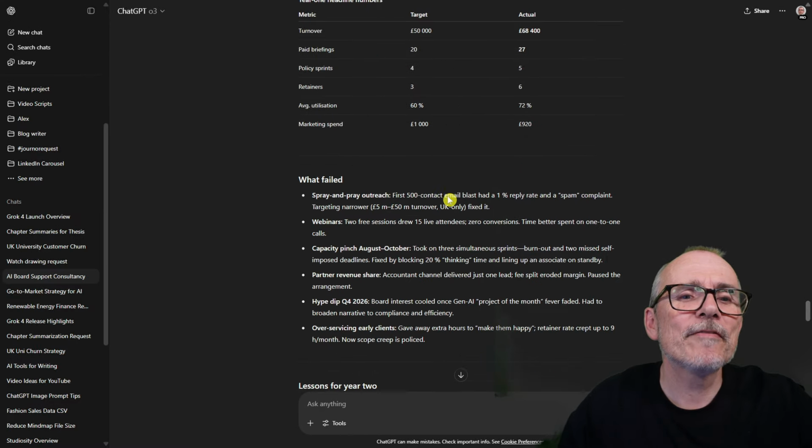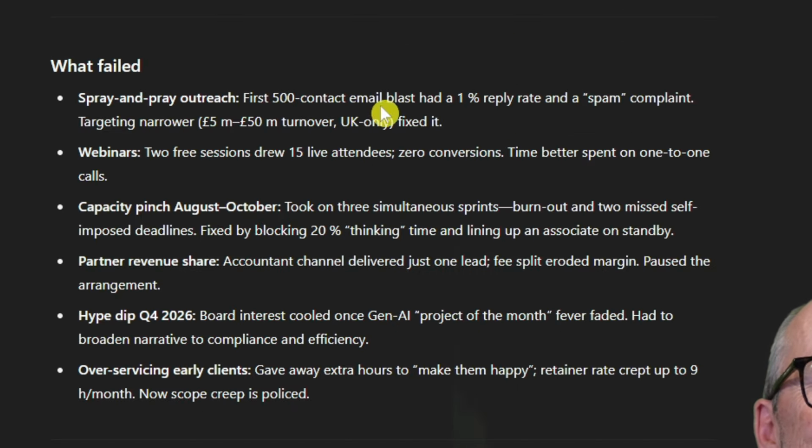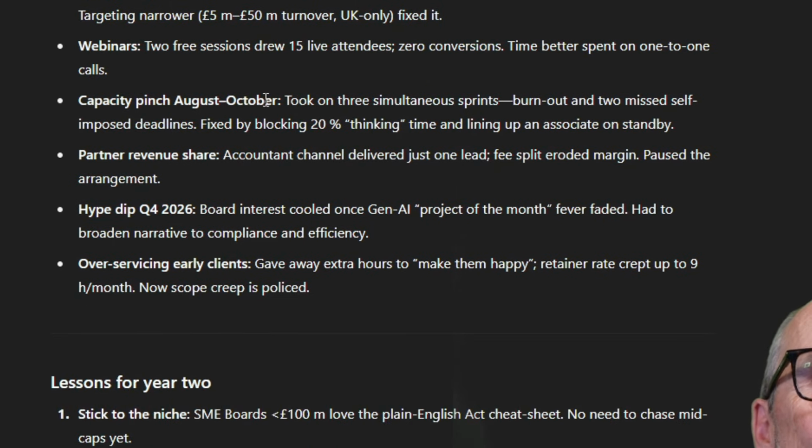Headline numbers. What failed? Spray and pray outreach. My first 500-contact email blast had a 1% response rate, and it appeared that I was seen to be spamming. Two free sessions drew 15 live webinar attendees, 0 conversions, time better spent elsewhere. Capacity pinch in August and October as the EU AI Act came into place. Partner revenue share did some work, but the fee split eroded margin, so I paused the arrangement.